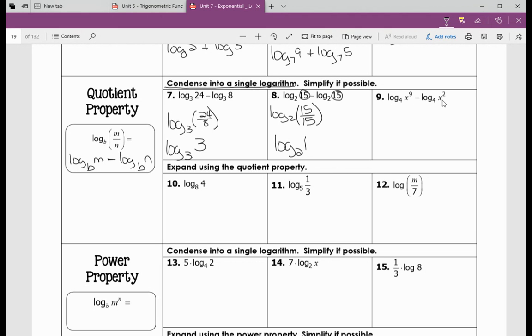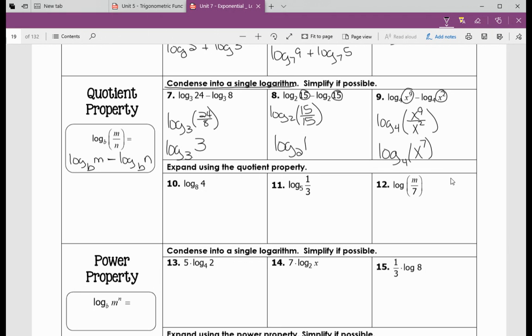Then I have another one over here. I have a log base 4 minus a log base 4, which is log base 4 with a fraction behind it. I'm going to take these 2 numbers and divide them. So x to the 9th on top, x squared on the bottom. And that does simplify down to log base 4 of x to the 7th power.